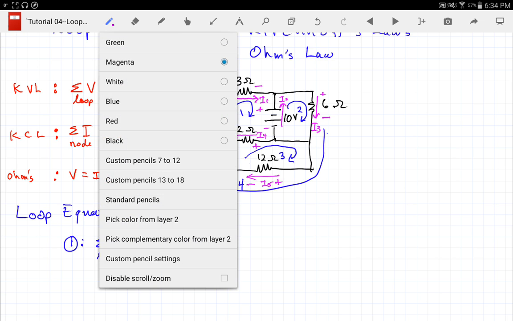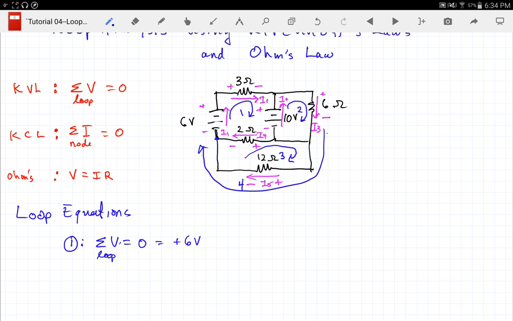So now that I've done that, I will continue on with my analysis. So I started at the bottom left corner, went up 6 volts. Now I can look at my signs and say, okay, that's going down. So a minus sign. And I don't know what the voltage is, but I use Ohm's law. So I just say, that's I1 multiplied by 3 ohms.